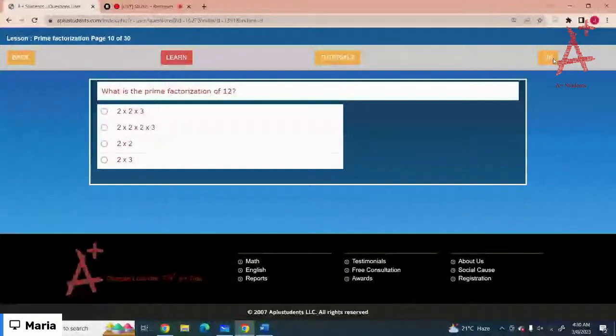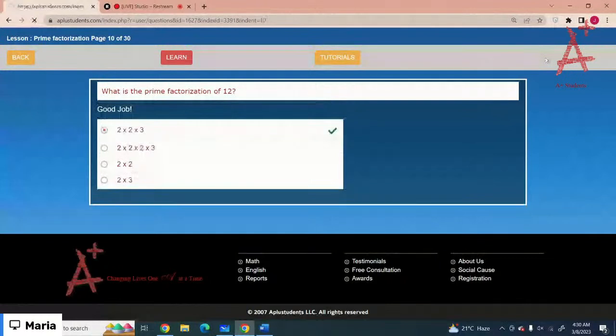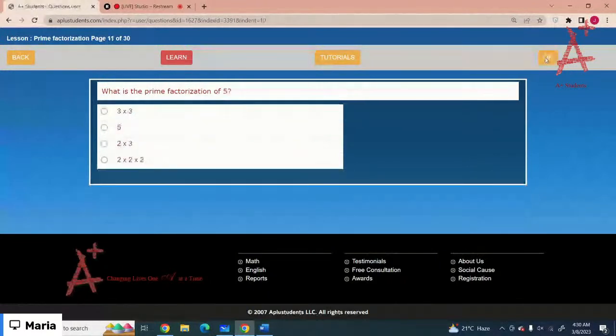2 times 2 is 4 and 4 times 3 is 12. That would be 2 times 2 times 3, not 3 times 4. 4 is not a prime number. All the numbers must be prime. Keep this very important point in your mind. Okay, what is the prime factorization for 5?